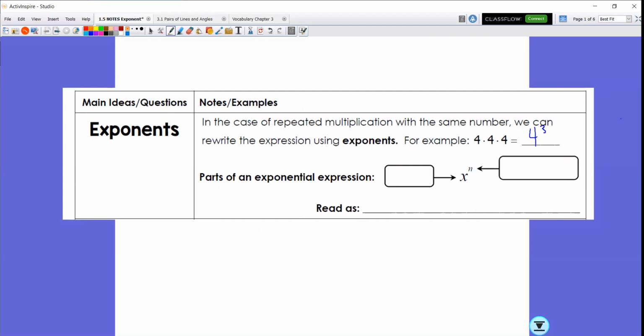Okay, an exponent is a tiny little number in the upper right of the repeated multiplication, or in the upper right of the base. Because we're going to talk about the parts of an exponent, here's my exponential expression, x to the n. The big thing that's being multiplied multiple times is called the base. And the little number that it's raised to, this is just a variable, and that's just how algebra is. They love to throw letters in there. That little number is called the exponent.